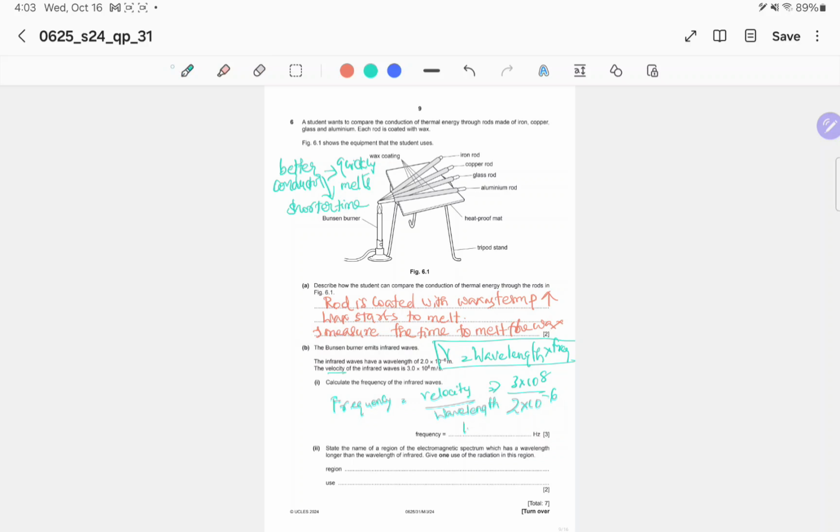It is a little time-taking: 1.54 × 10^14 hertz. Okay, this is the answer for this question. State the name of the region of the electromagnetic spectrum which has a wavelength longer than the wavelength of infrared. Give one use of radiation of this region.